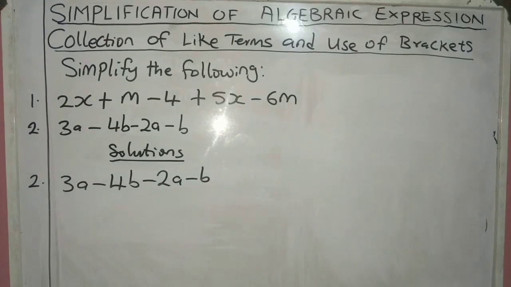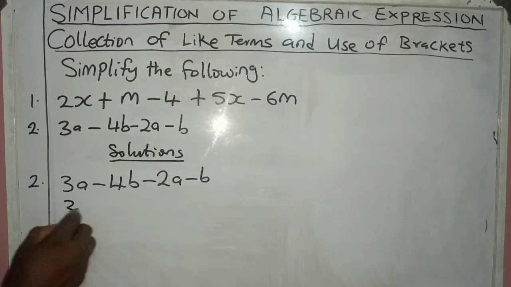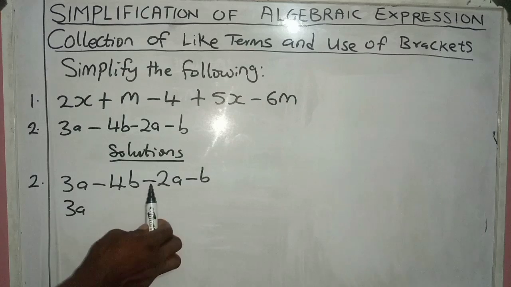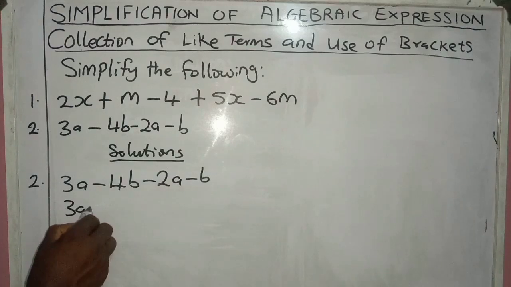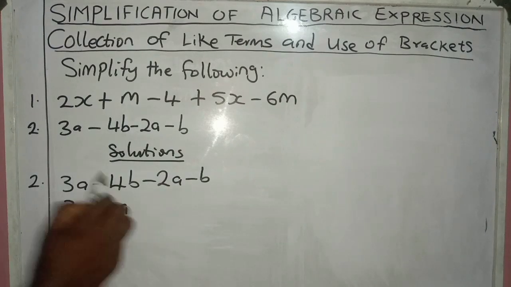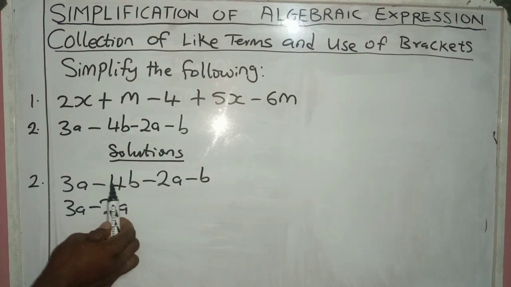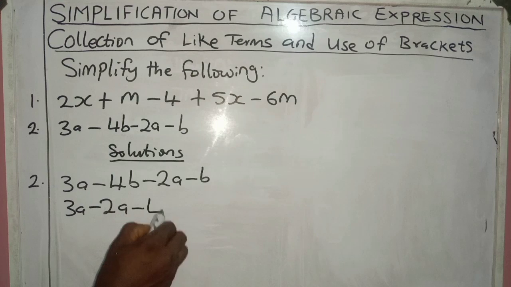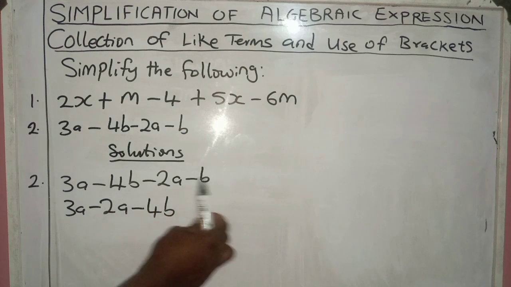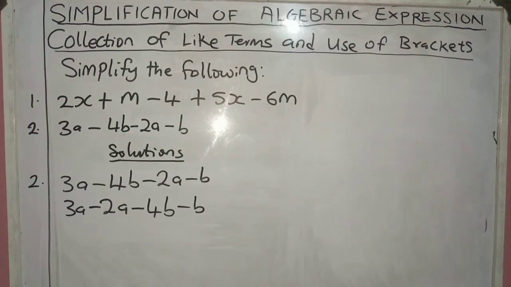Now we have number 2. So question number 2, just like the way we treated number 1, here we have 3a. What is the like term to 3a? That is minus 2a. So I write minus 2a. So we are done with the family of a's. Now we'll go to that of b. Minus 4b. And the brother is what? Minus b.